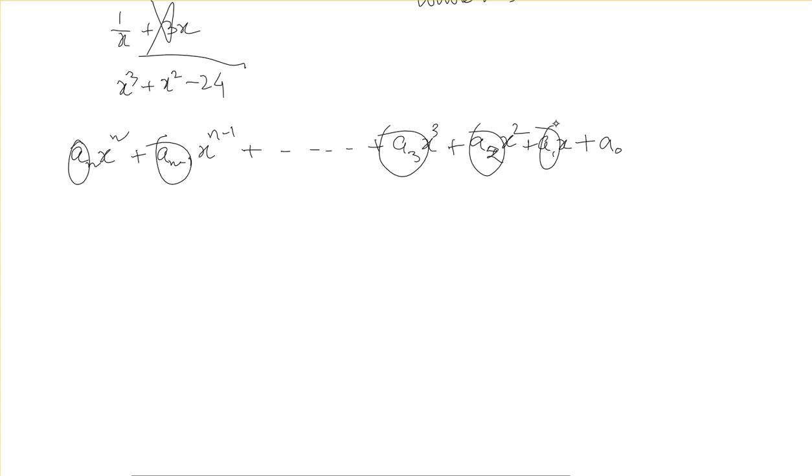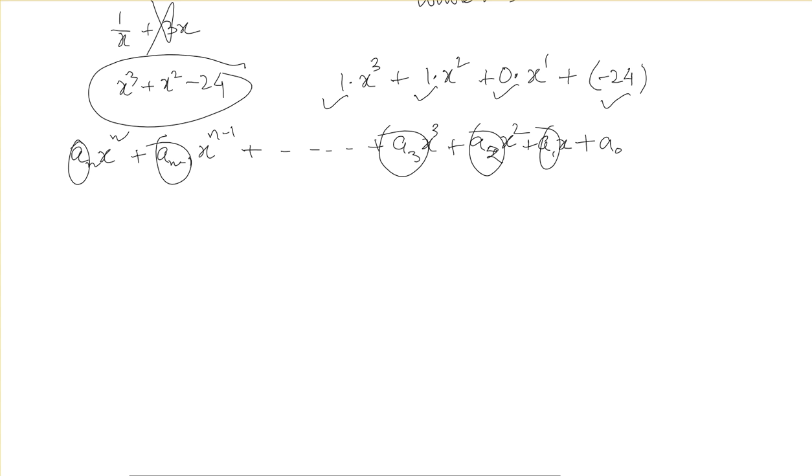In fact, this also can be expressed in this form: 1 into x cube plus 1 into x square. There is no x power 1, so we can write 0 into x power 1 plus minus 24. So this is 1, this is 1, this is 0, and this is minus 24. X power 3, x power 2, x power 1, and no power of x. This is how we see polynomials.